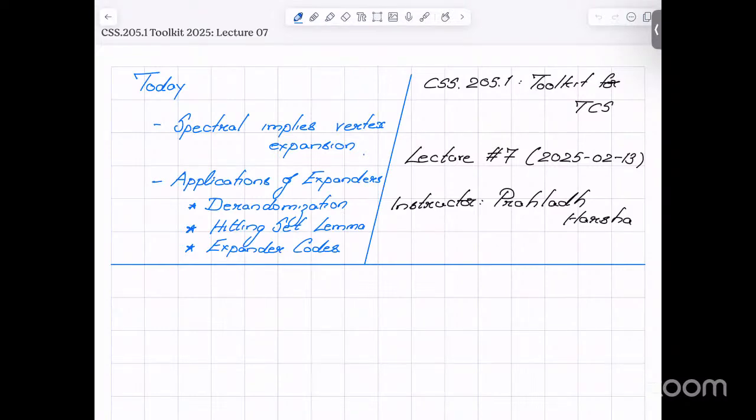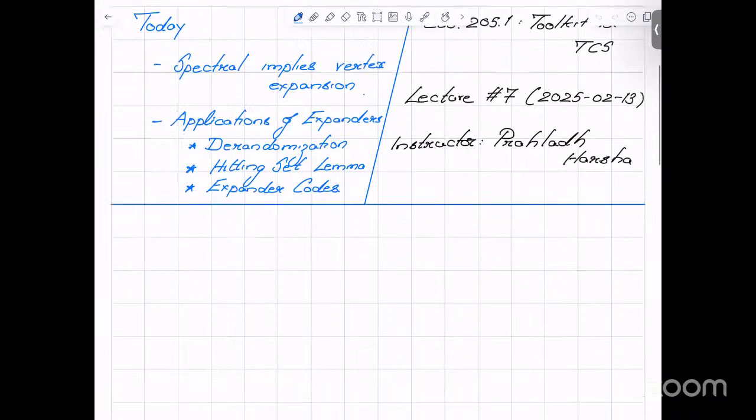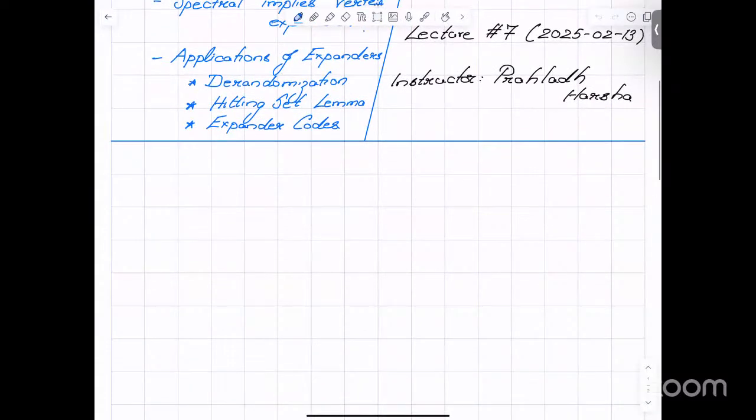We continue our discussion on expander graphs. Most of today's lecture, we'll see some applications of expander graphs to various computer science topics. But let's quickly recall from last time, we were talking about expansion.